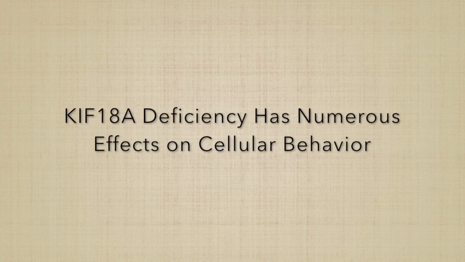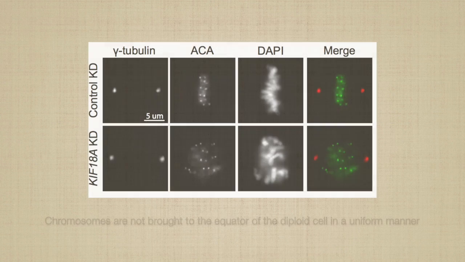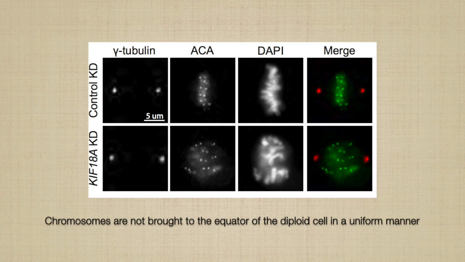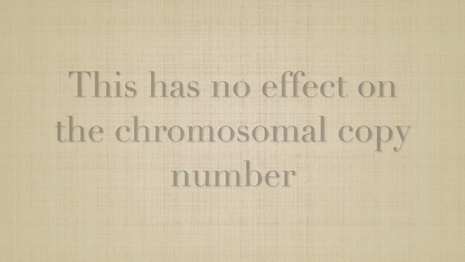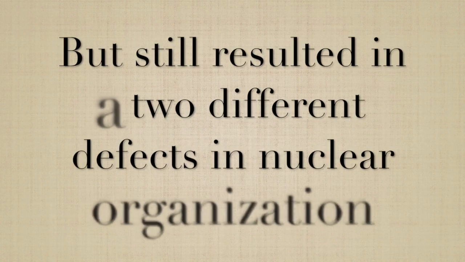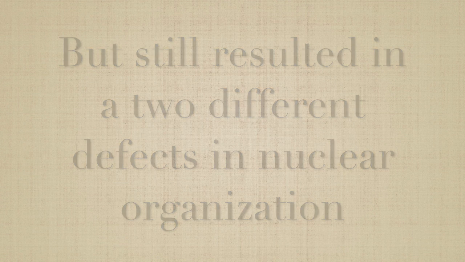Deficiency in this protein has numerous effects on cellular behavior. For one, chromosomes are not brought to the equator in a uniform manner. Normal chromosomal movement is shown by the control cell in the top row, but when this protein is knocked down, the chromosomes are spread unevenly throughout the cell as shown in the bottom row. Surprisingly, this had no effect on the chromosomal copy number. It did, however, lead to two substantial defects in nuclear organization.